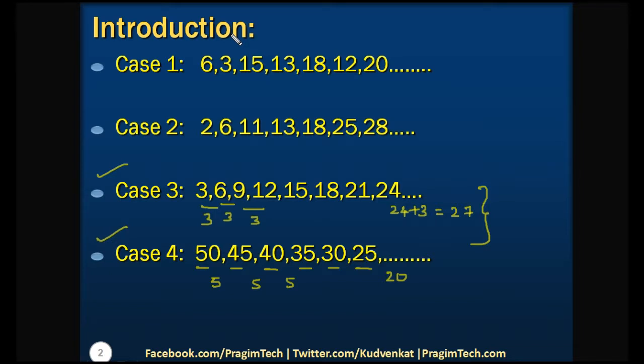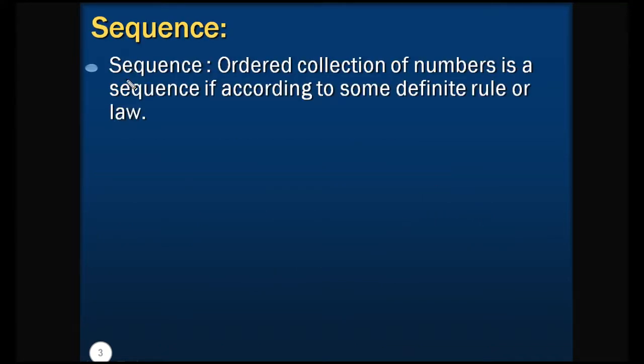Now let us define sequence. From above examples, we can define a sequence as ordered collection of numbers is a sequence if according to some definite rule or law. So let us say A1, A2, A3 and so on, AN and so on. This forms a sequence if these numbers are following certain rule. So the numbers of a sequence are called terms.